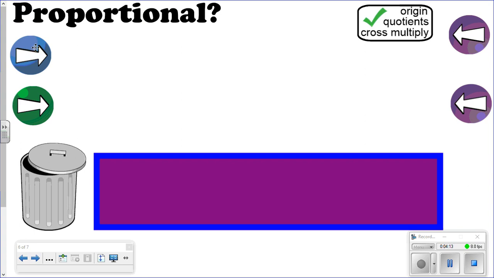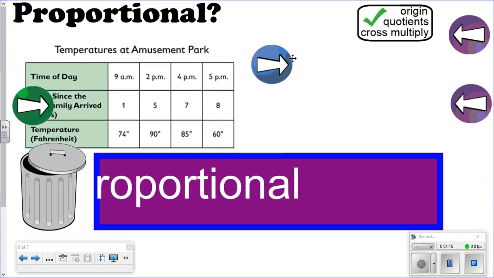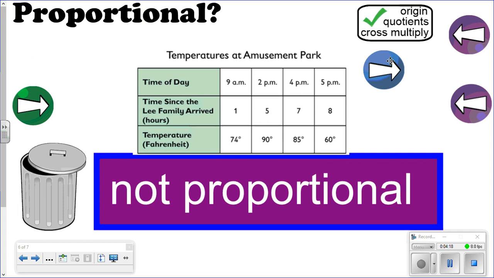Let's look at a few more. So this one, is it proportional? No, it's not proportional, because 1 times 90 is not the same as 5 times 74. So I don't need to check anything else. I can see that it's not proportional.